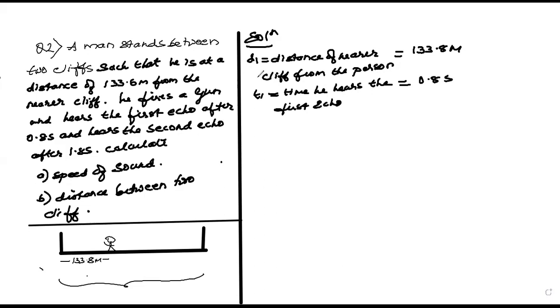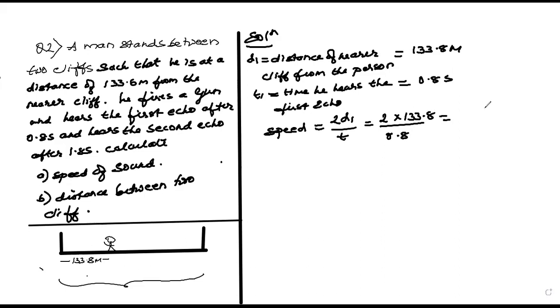Now, whenever a question of echo comes, remember speed is given by the formula twice the distance upon time. Always remember, 2D1, because the sound has to travel to the cliff and again come back to him. So double the distance it has to travel. So what will it be? 2 into 133.6 divided by 0.8. So how much do you get, children?